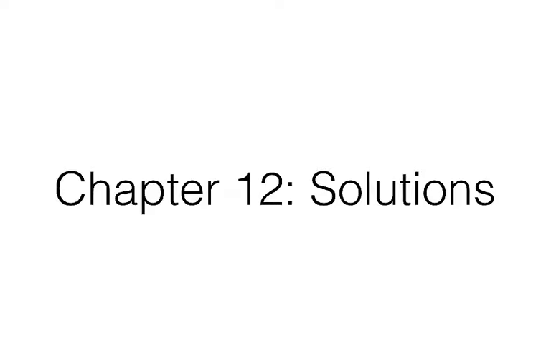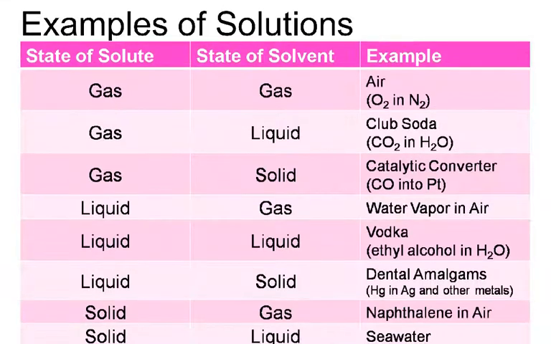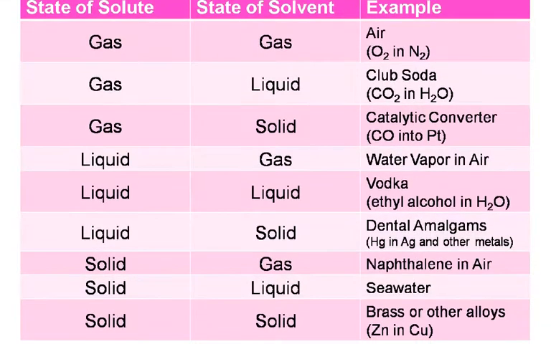Chapter 12 covers solutions. Now, when we think of a solution, what your mind probably goes to first is something like an ionic solution, so a solid dissolved in a liquid. But solutions can be any phase dissolved in each other. So, for example, you can think of air as a solution, as a gas dissolved in a gas.